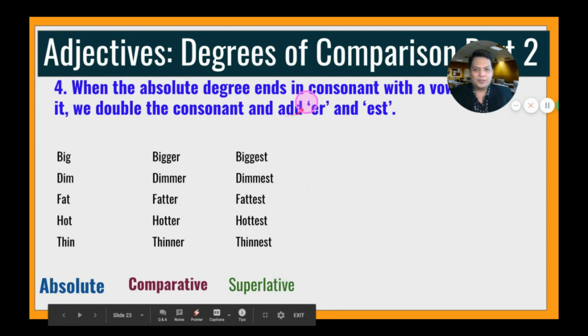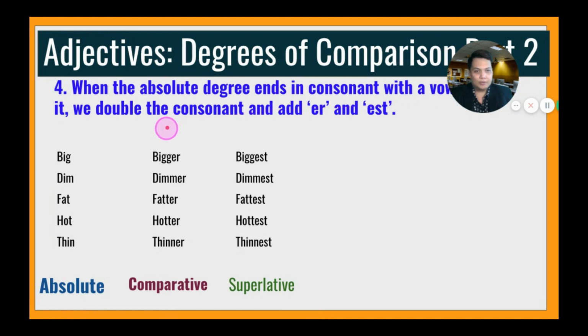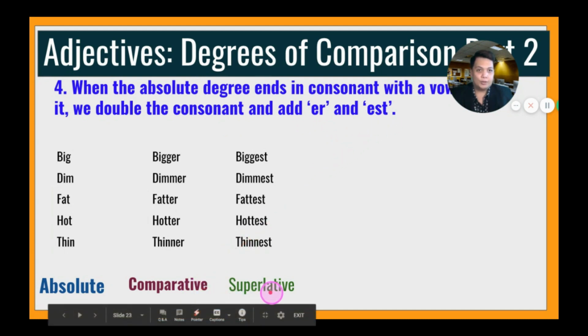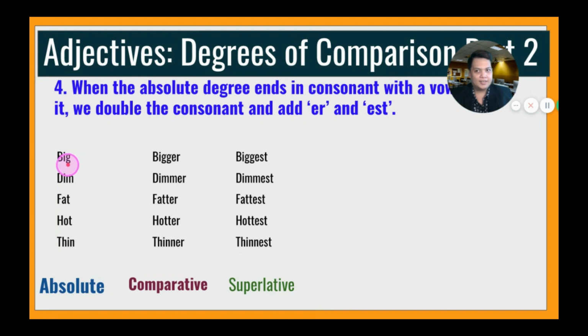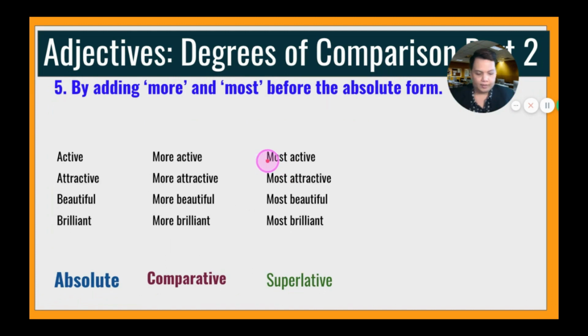When the absolute degree ends in a consonant with a vowel before it, we double the consonant and add er and est to form the comparative and superlative. Look at this: big ends with the letter g, a consonant, and before that we have i as a vowel. The general rule is to double the consonant, so we double g for bigger and biggest.